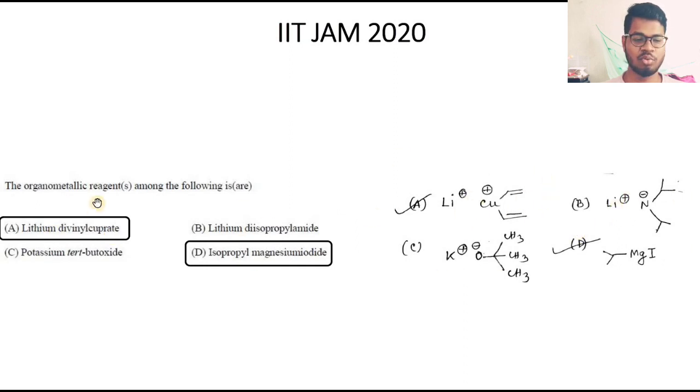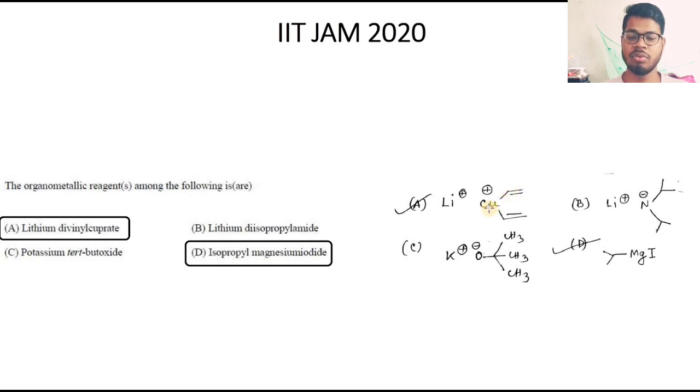So you can see that to be organometallic, there should be a metal that is connected to a carbon atom. Here oxygen is connected to carbon, here nitrogen is connected to carbon. Only in option A and option D, metal is directly connected to carbon, or carbon is directly connected to metal.